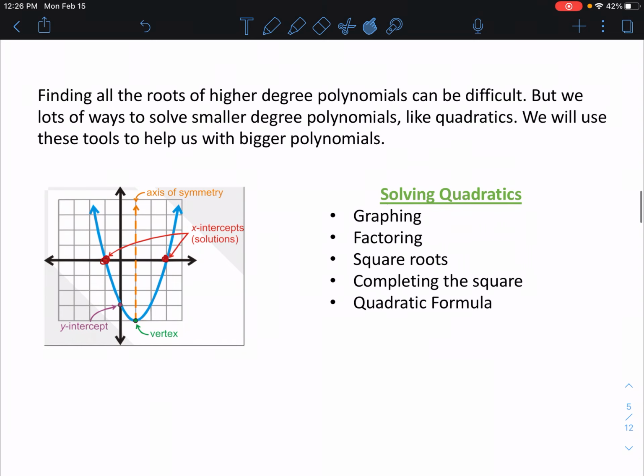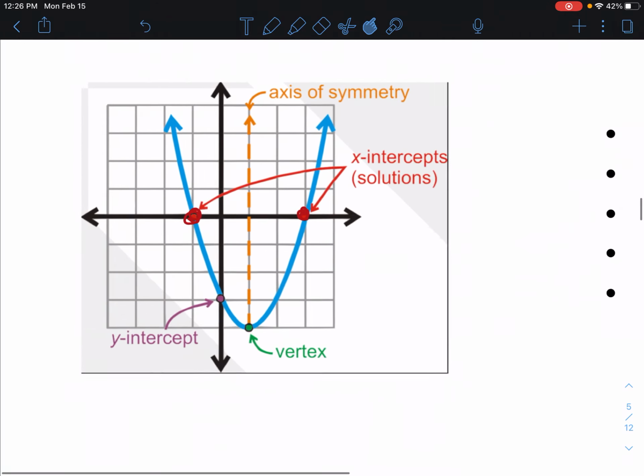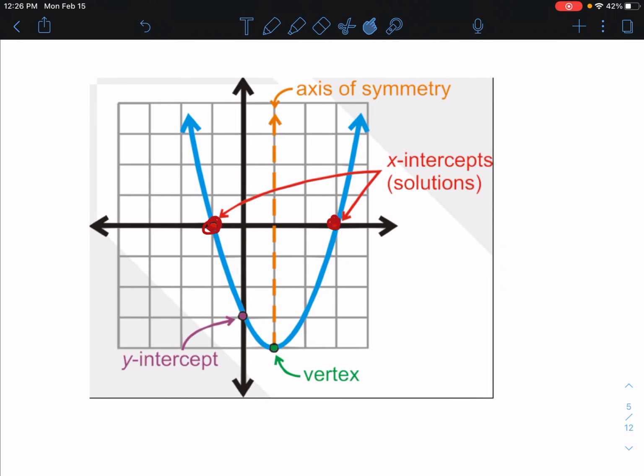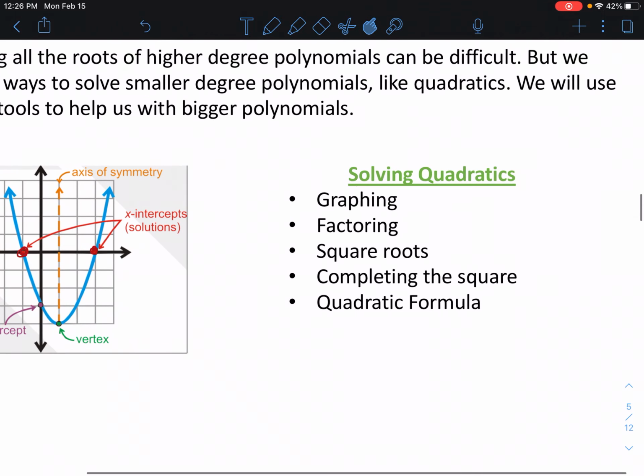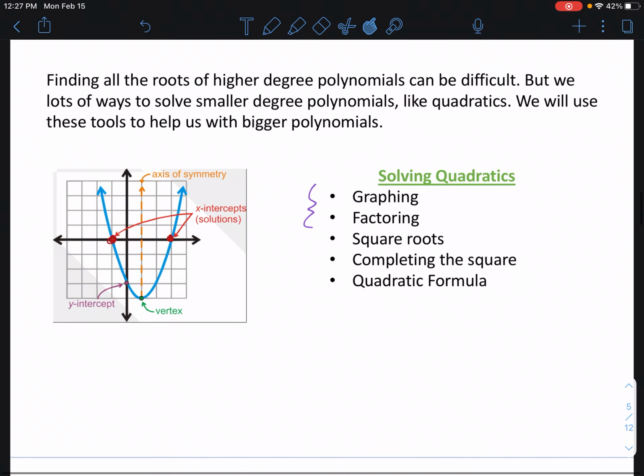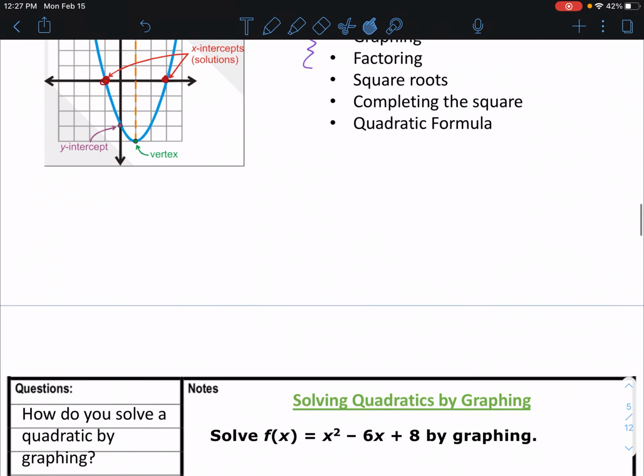Finding all the roots of higher degree polynomials can be difficult, but we have lots of ways to solve smaller degree polynomials like quadratics. We're going to use some of these to help us with the bigger polynomials. On a graph, when solving quadratics, the solutions often show up as your x-intercepts. If they're imaginary, they won't, and that is an issue. But what we're going to do is review how we solve quadratics. We're going to start with graphing and factoring. These you did learn in your algebra classes.